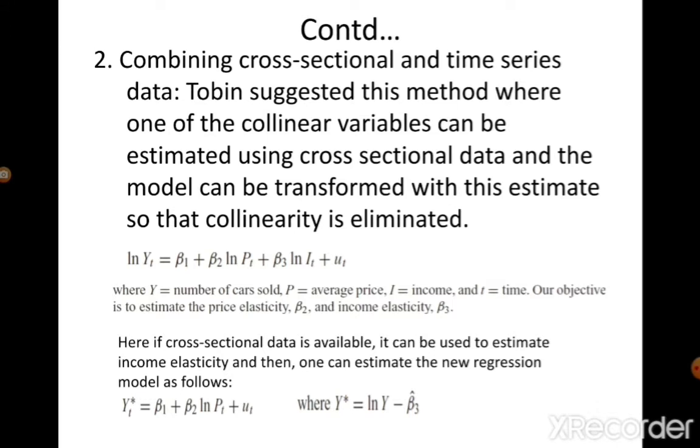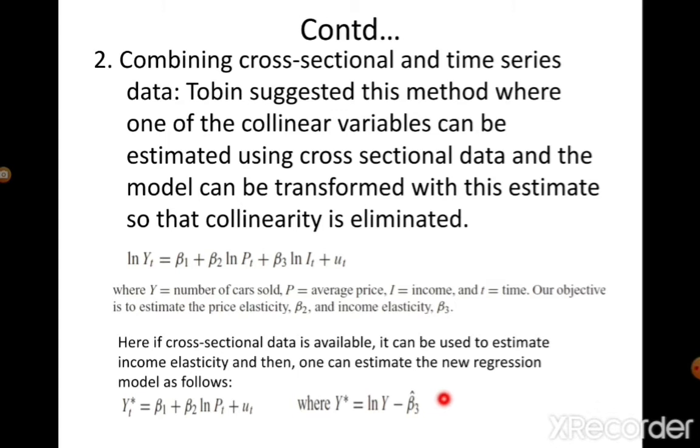Here the y star is nothing but the original y variable minus beta 3 hat. Remember, beta 3 hat is the income elasticity which has been calculated from the available cross-sectional data. Now the reason Tobin said this was okay to do is because income elasticity is something that is relatively constant at a constant point of time.